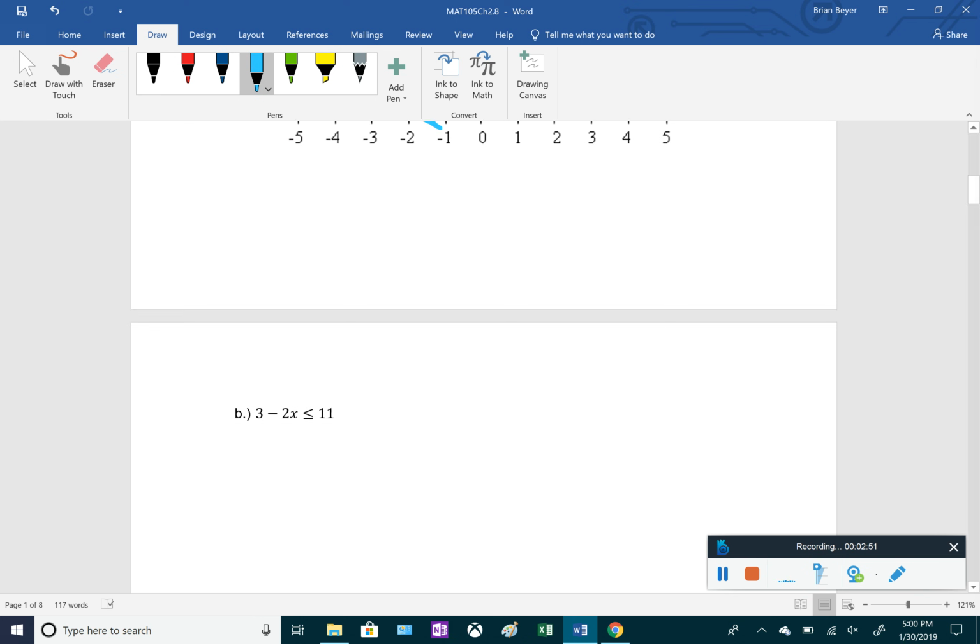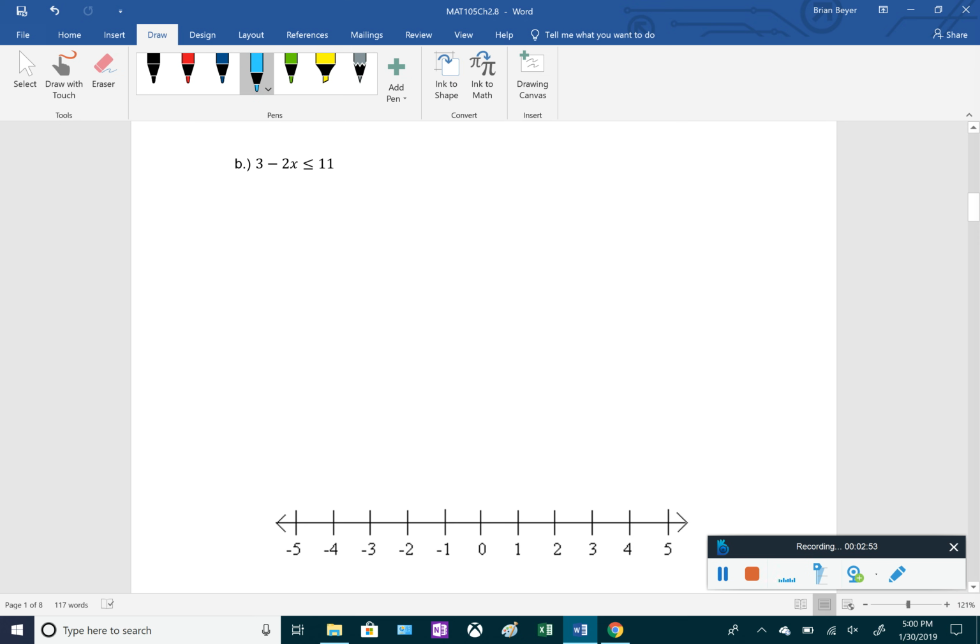Okay, for the next one, we have 3 minus 2x less than or equal to 11. We subtract 3 from both sides, and we get negative 2x less than or equal to 8. And then we're going to divide both sides by negative 2.